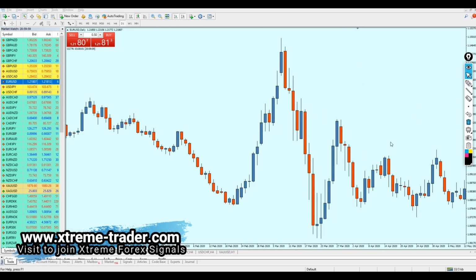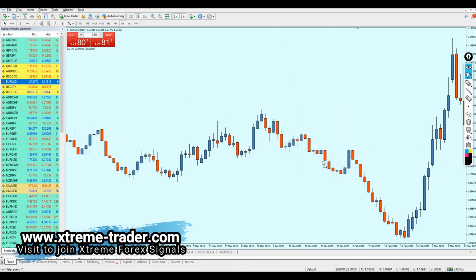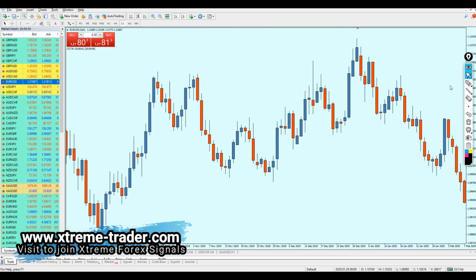Let me find another one. I need to find a good example of that breakout candle, because usually it works. As we can see right here, this is the candle. We have a small tiny tail at the bottom and a normal size wick at the top, making the breakout from that resistance level right here.